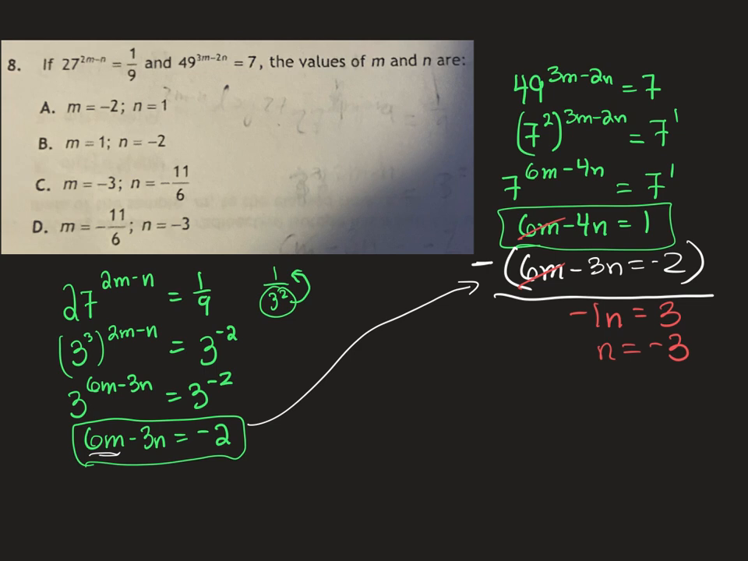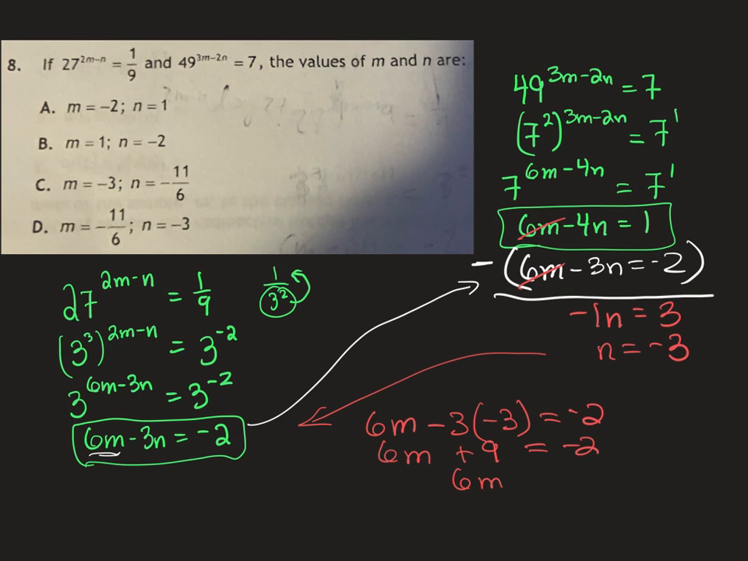Nice. Okay, we have n now. We just need to sub back into one of our equations to get m. Let's go back into this one. So we have 6m minus 3 times our n value we found, which is negative 3, equals negative 2. Simplify this. Negative 3 times negative 3 is positive 9 equals negative 2. Isolate m by subtracting 9 to the other side, and then finally divide by 6 to isolate m completely. So we'd have negative 11 over 6 is our m value.